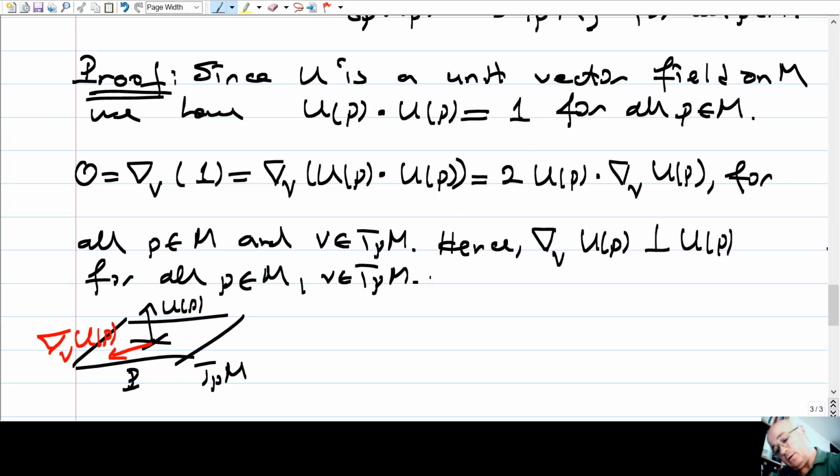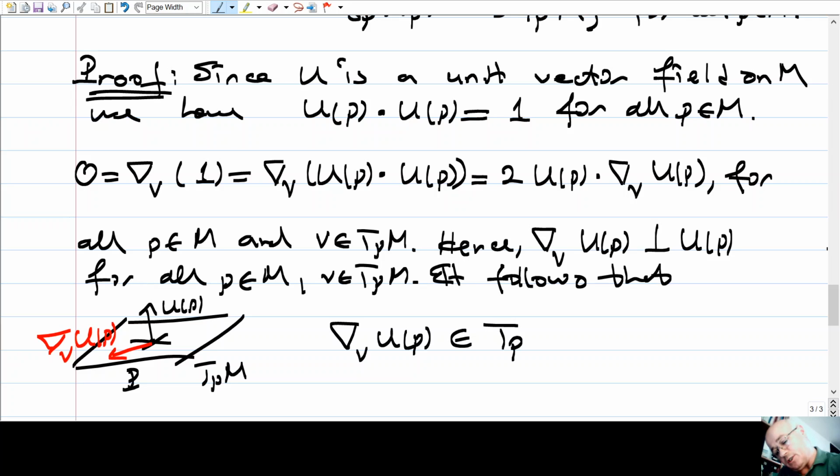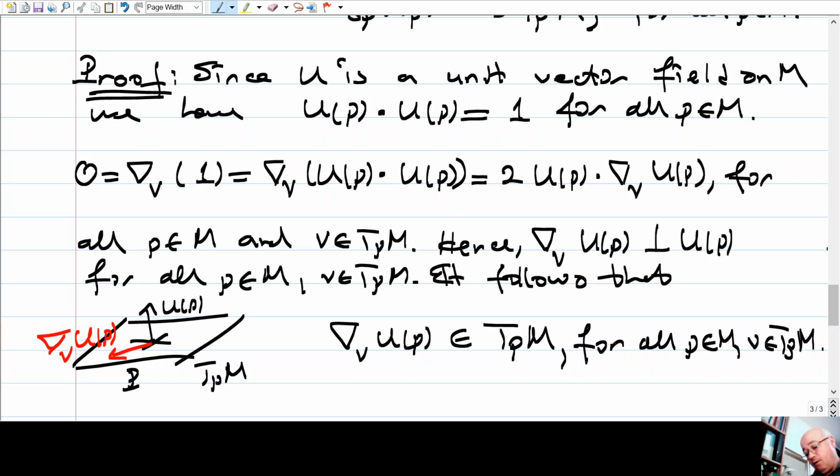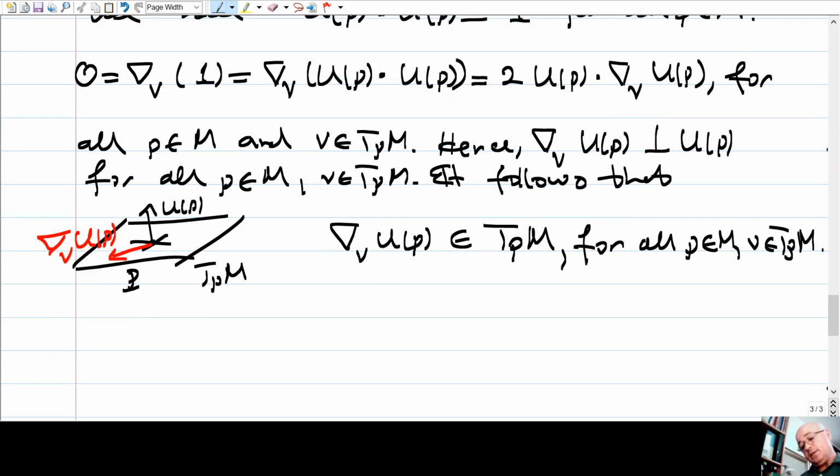Hence, it follows that the covariant derivative of U_P belongs to the tangent space for all P and V. All right. This is the first assertion. The second assertion, linearity, follows from the following.